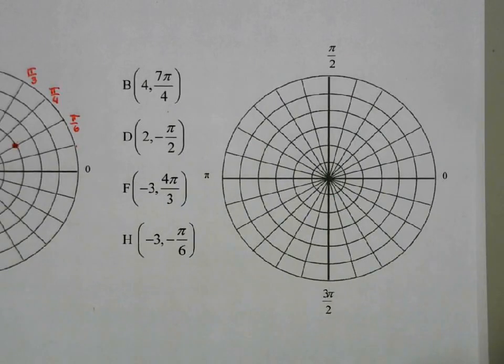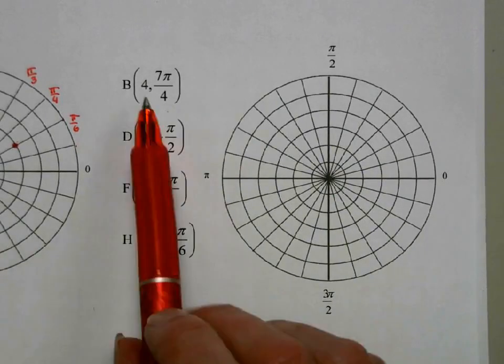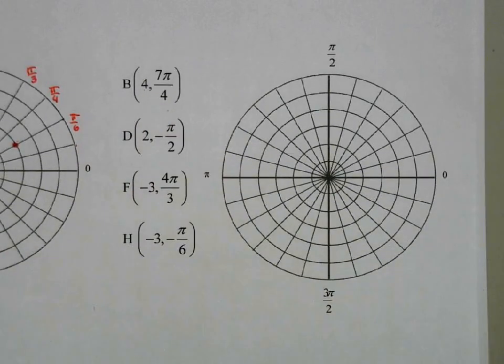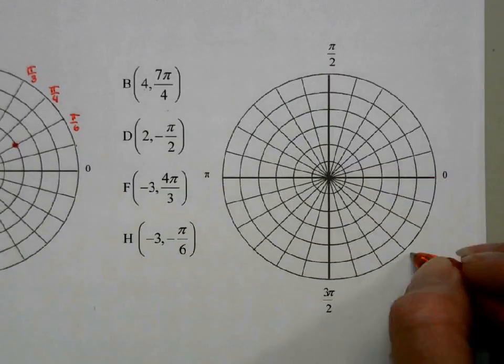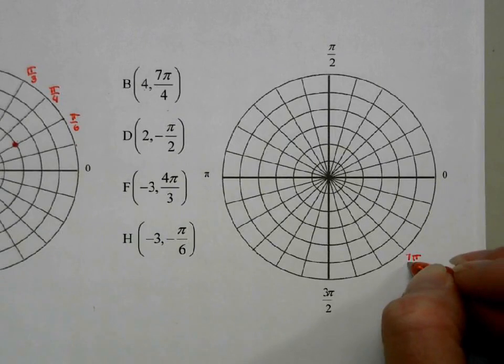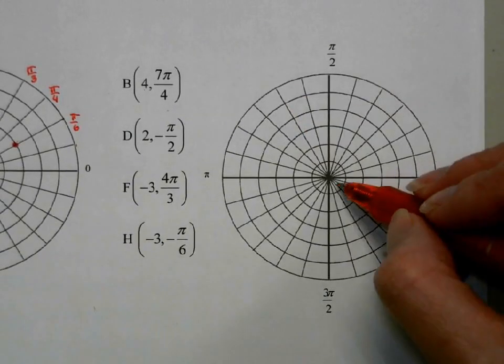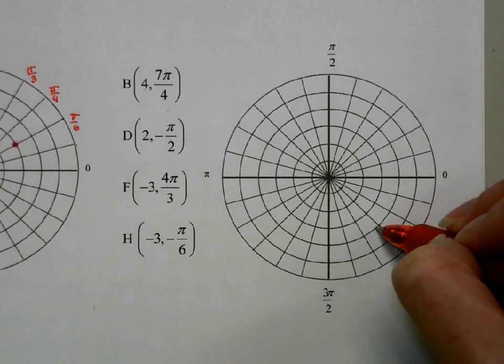This is going to be sort of our practice, so I want you to try to plot 4, 7 pi over 4. So we'll find 7 pi over 4, which is down here, and we're going to go out 4 units. 1, 2, 3, 4.